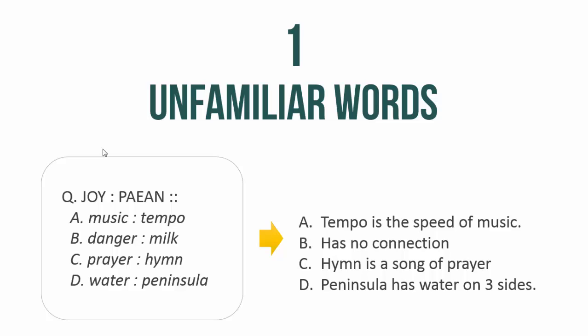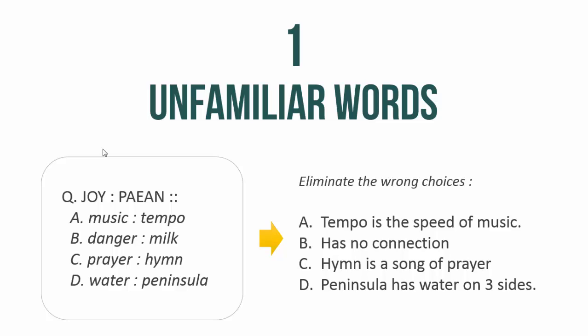Option C, that's prayer and hymn. A hymn is a song of prayer. When a prayer is expressed as a song, that song can be called a hymn. Option D is water and peninsula. Peninsula is a landmass that has water on 3 sides, like South India is a peninsula because it has the Arabian Sea, Bay of Bengal and Indian Ocean on 3 sides of it.